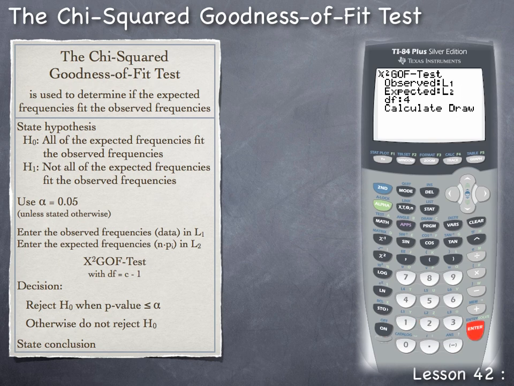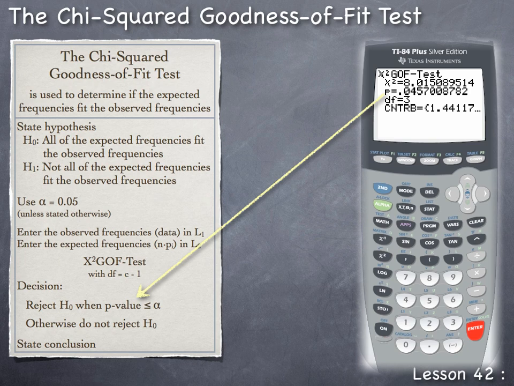The degrees of freedom in a chi-squared goodness of fit test is C, the number of categories of the qualitative variable, minus 1. So if we have 4 categories, minus 1 leaves us with 3 degrees of freedom. Press Enter under Calculate, and we get the desired result, that is, the p-value. The p-value that the calculator gives us is then used to reach the decision in the hypothesis test procedure.